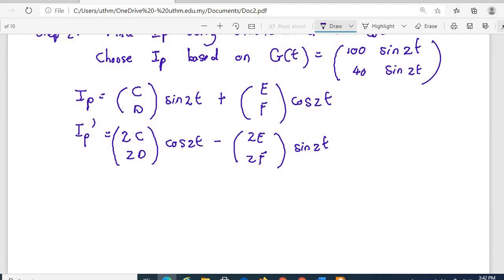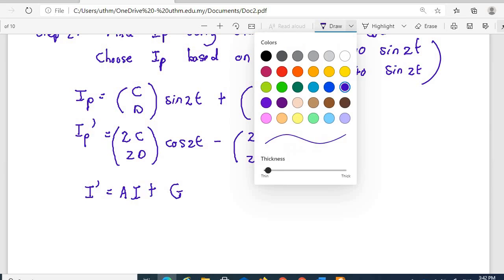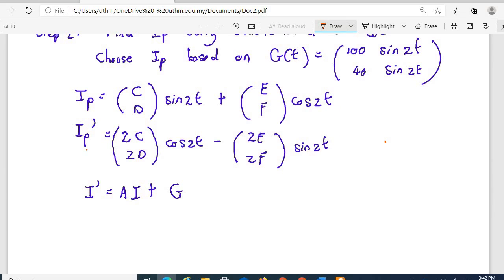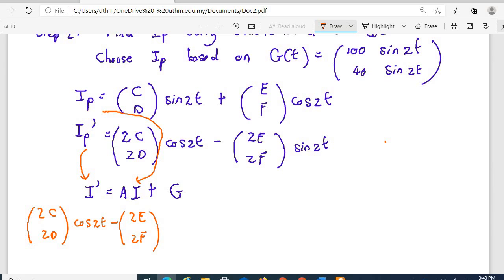So you are going to plug into your I prime equal to AI plus G. IP prime you plug in here, IP you plug in there. So now we plug in the left side. You have 2c, 2d cos 2t minus 2e, 2f sin 2t. This is the left hand side.